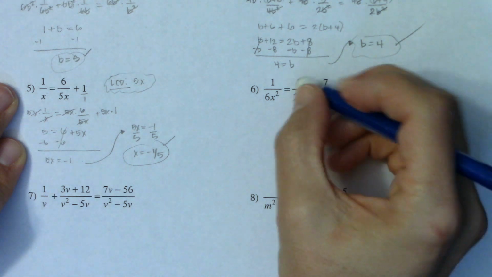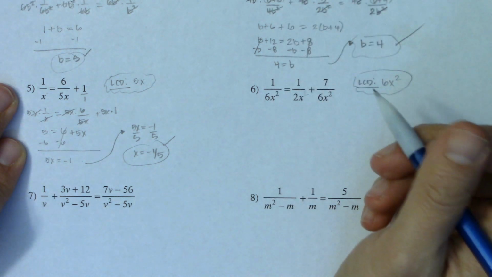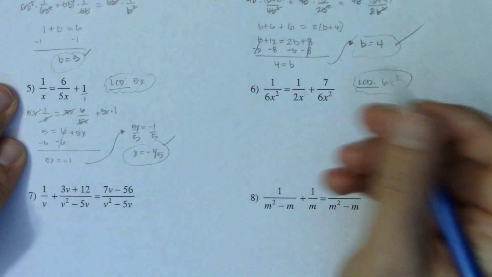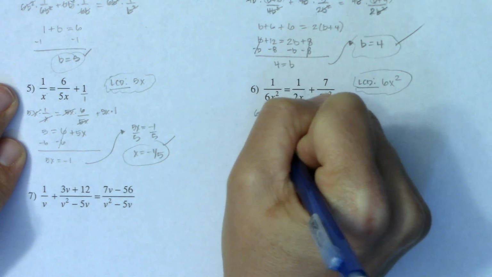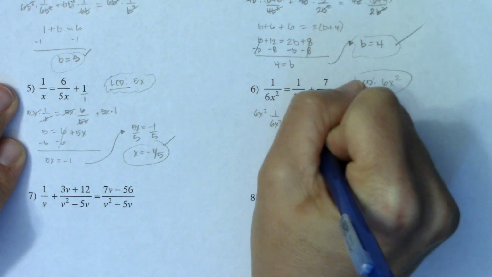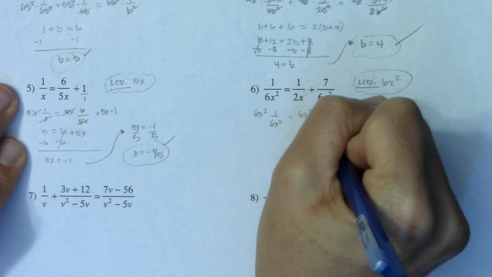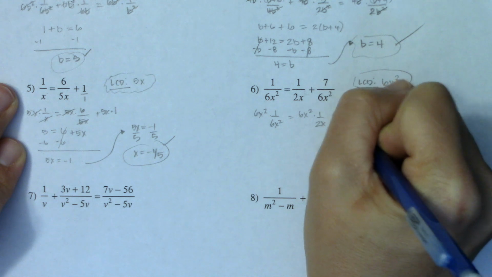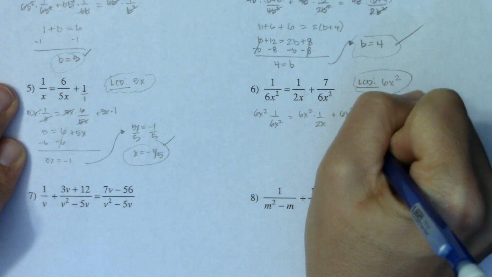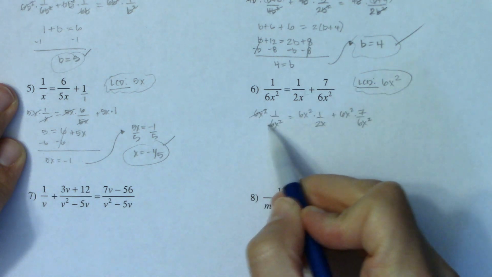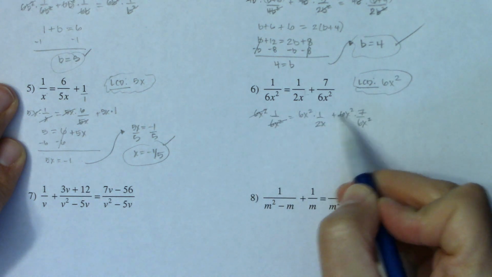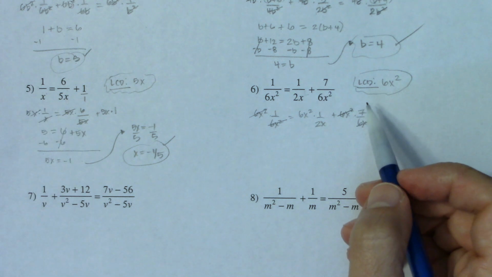All right, so let's go ahead and multiply every term in equation 6 by 6x squared. So we're going to have 6x squared times 1 over 6x squared equals 6x squared times 1 over 2x plus 6x squared times 7 over 6x squared. Let's see what happens when we cancel. All of this will go away. And actually I can see all of this last term will go away.